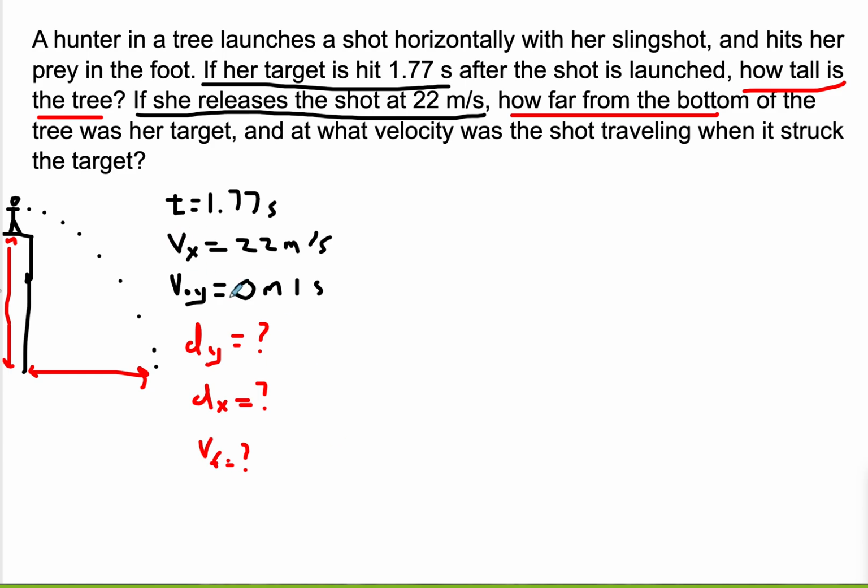So for dy, that's the easiest one to solve for. Well, I don't know. They're both. For dx, we have to do a little bit of algebra, not much. But dy, we don't even have to do algebra. So if I look at the equation for dy, there's two of them, but I'm going to use dy equals voy times time plus 1/2 gravity times time squared.